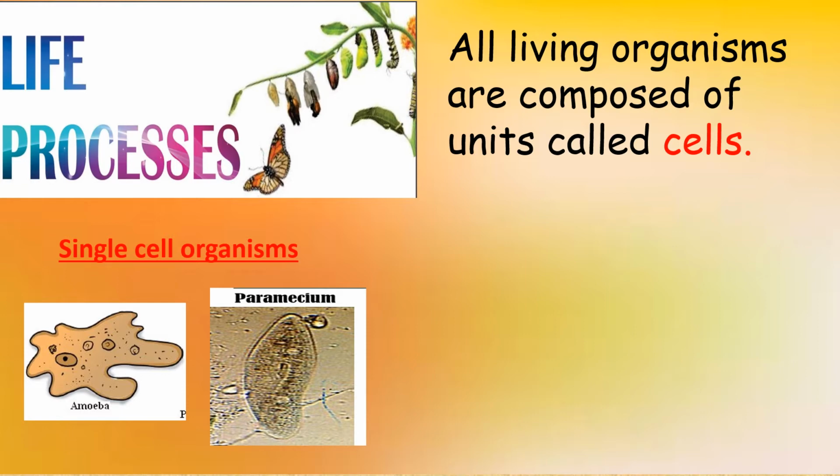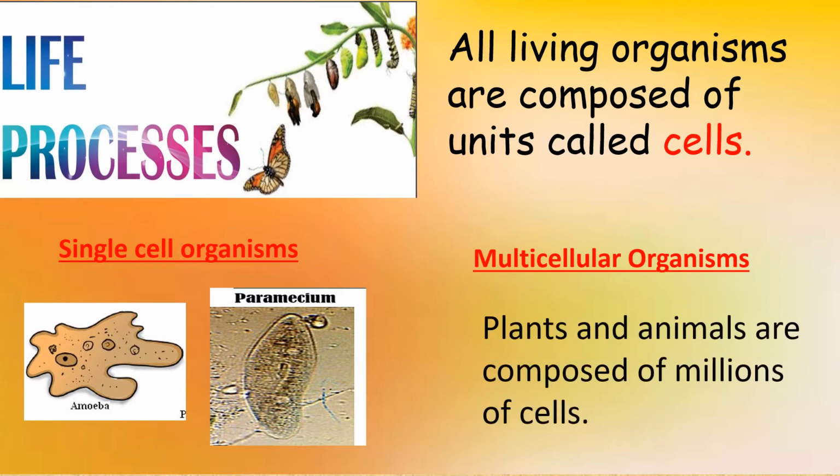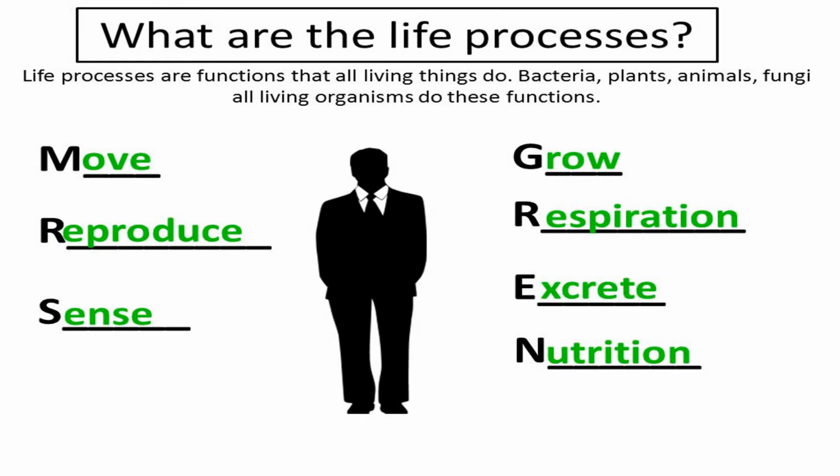Now we will see some multicellular organisms. Plants and animals composed of millions of cells. We are calling them multicellular organisms. What are the life processes? Life processes are functions that all living things do. Bacteria, plants, animals, fungi, all living organisms do these functions.